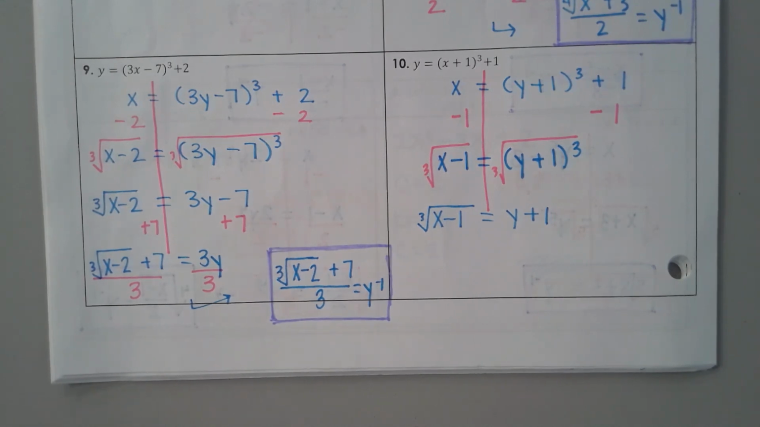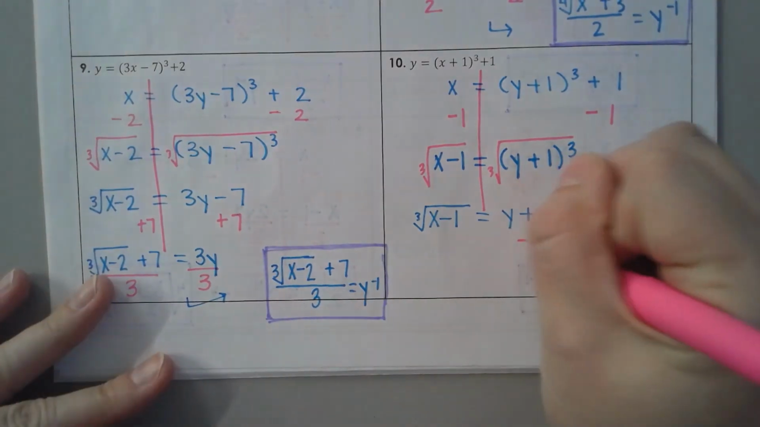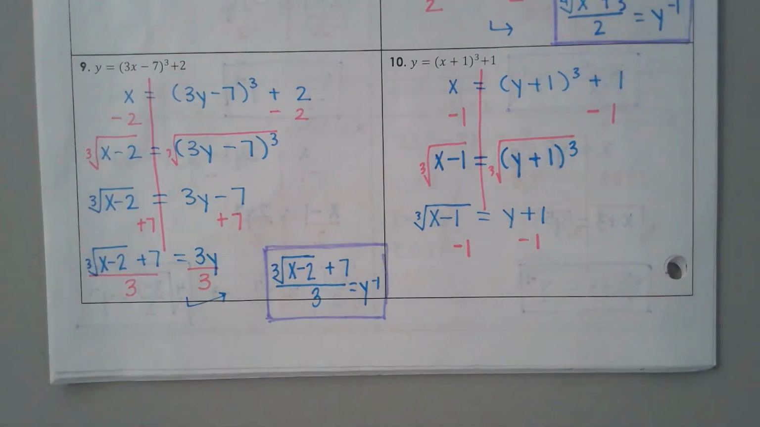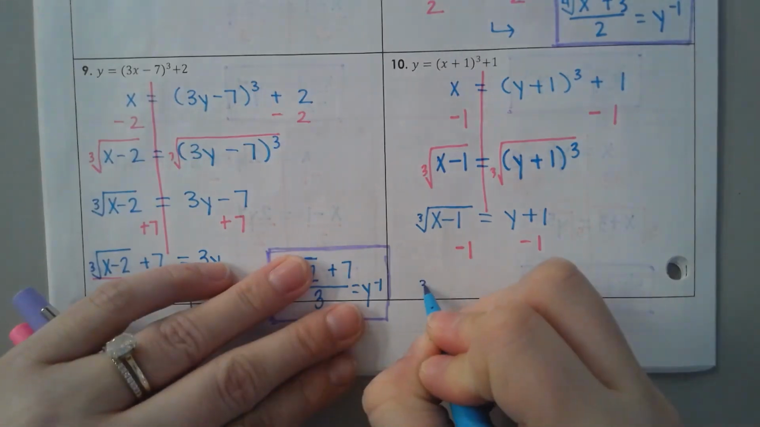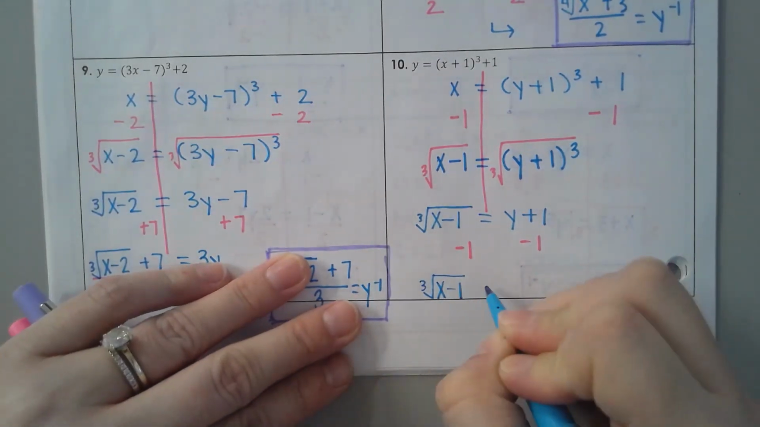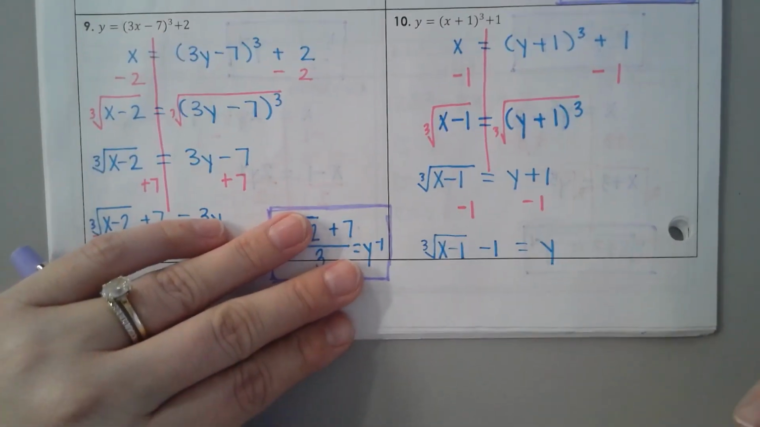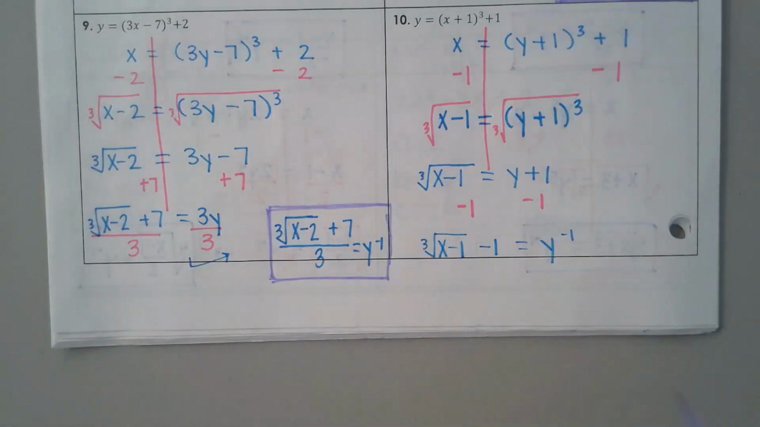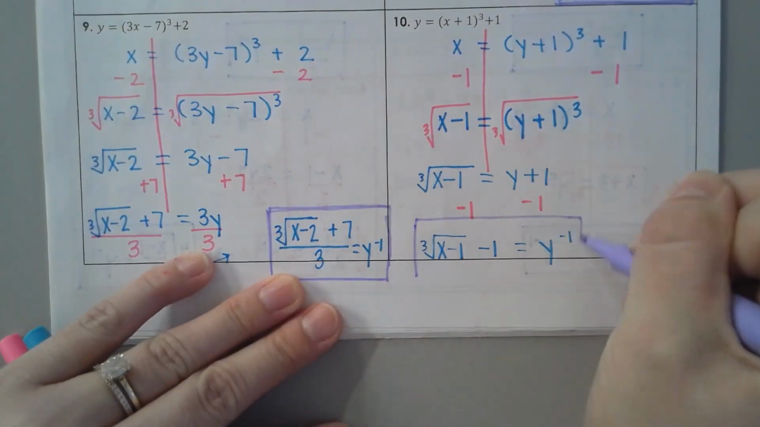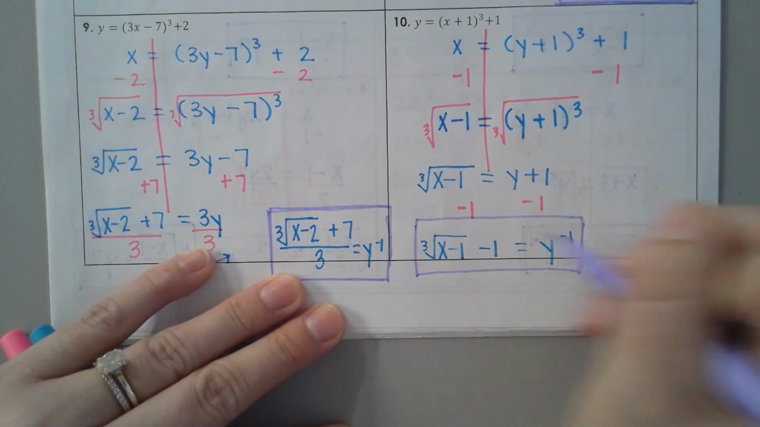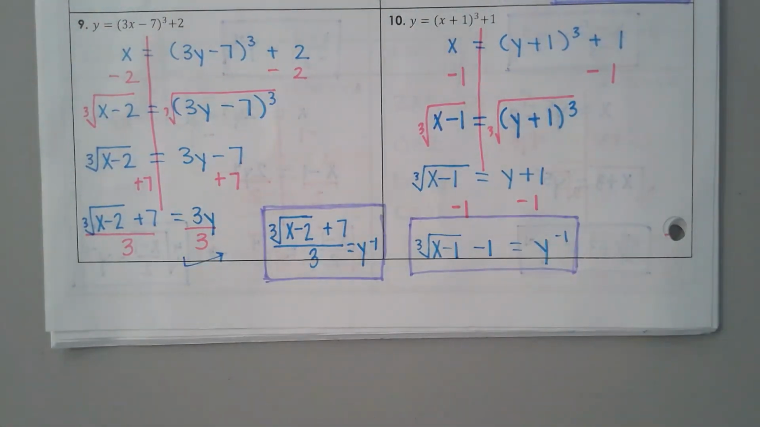And what do I need to do to finish up? Subtract this 1. And that minus 1 is outside because we're doing it after we wrote the root. So it's the cube root of x minus 1 minus 1 equals y. And I don't have anything to divide by, so I'm done. Give my -1 symbol. And that's it. Are there any questions?